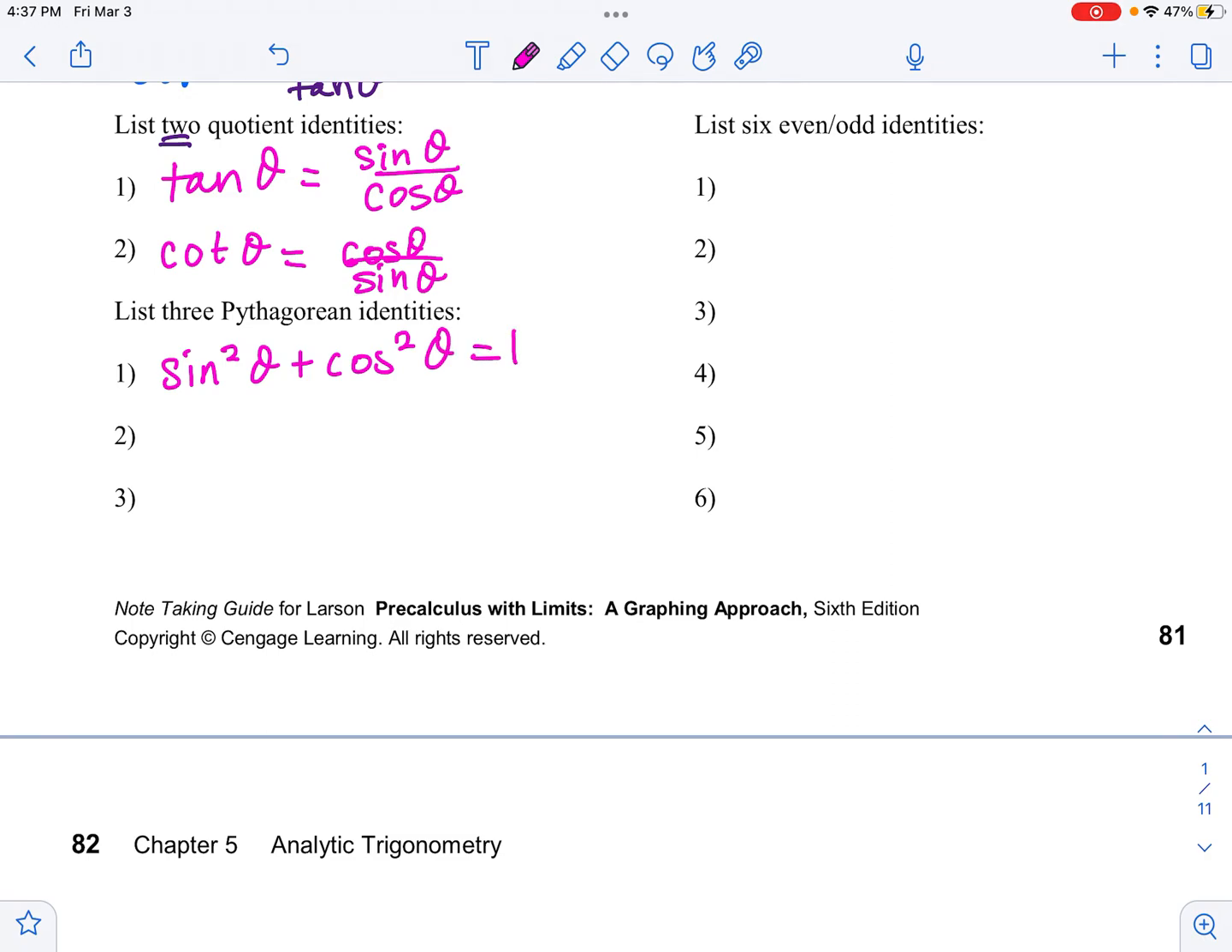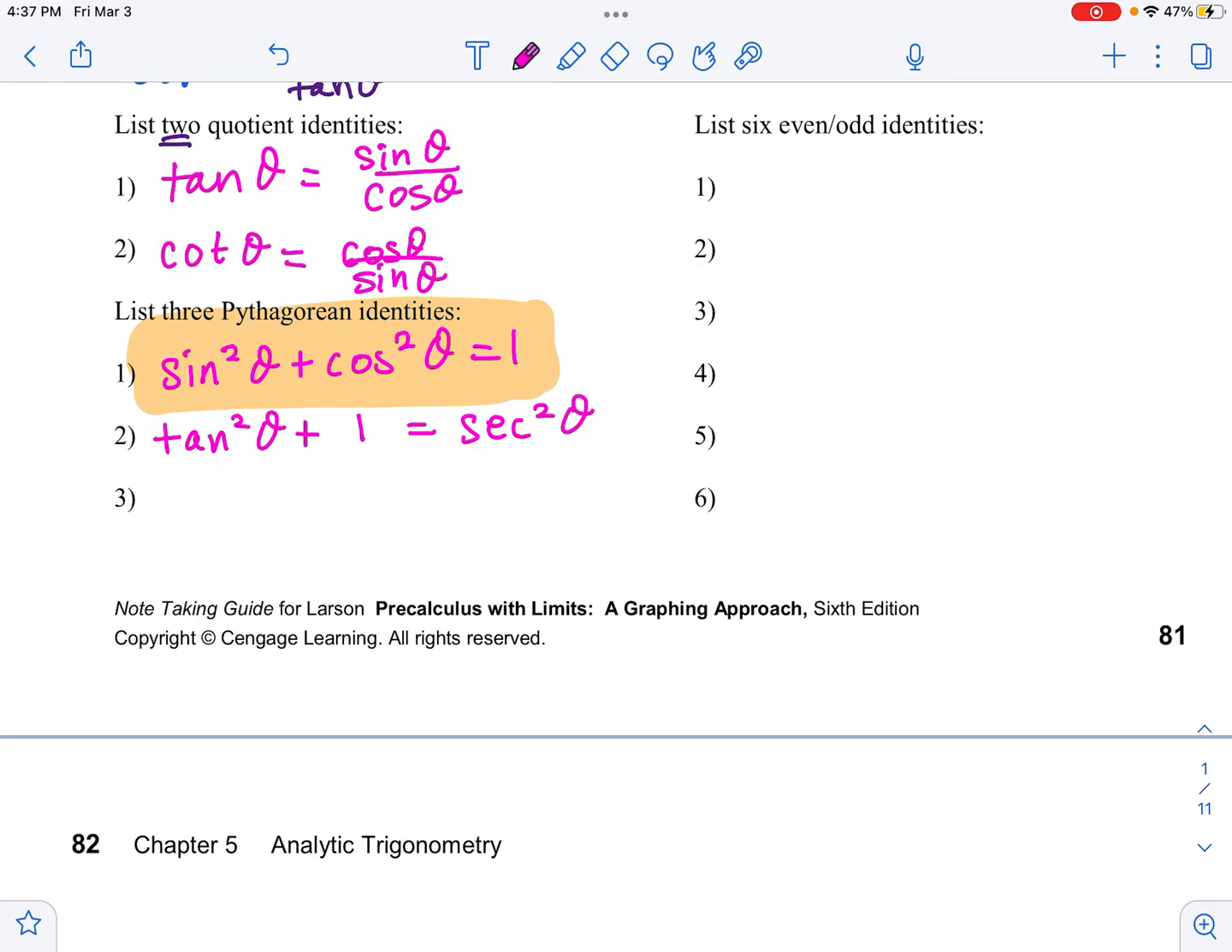This one is super, super important, so I want you to go ahead and just highlight it. This one's incredibly important. You'll use this a lot in calculus as well. But if I took this entire thing and I divided it by cosine squared, sine squared divided by cosine squared would be tangent squared theta. Cosine squared divided by cosine squared would be 1. And 1 divided by cosine squared would be secant squared theta. So that's another way that we can derive another Pythagorean identity.